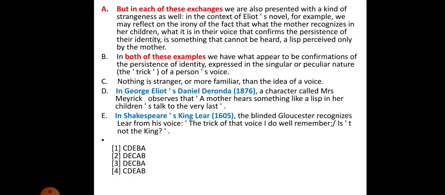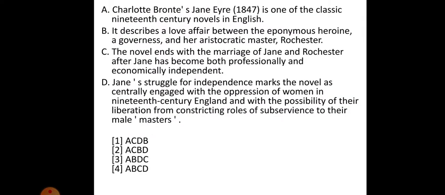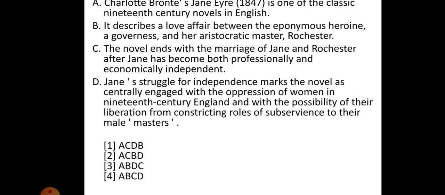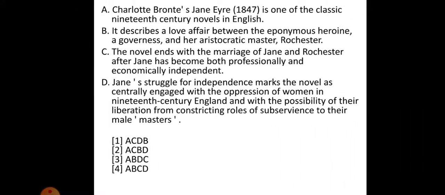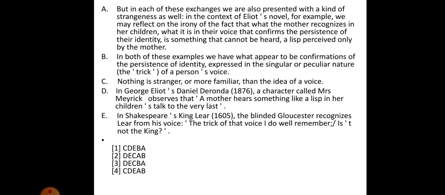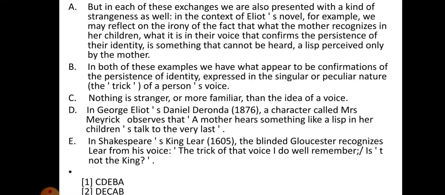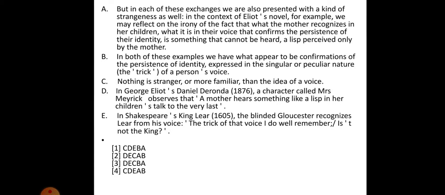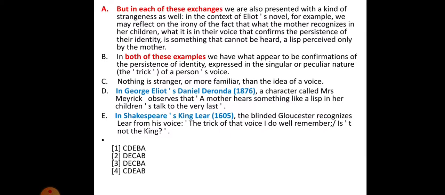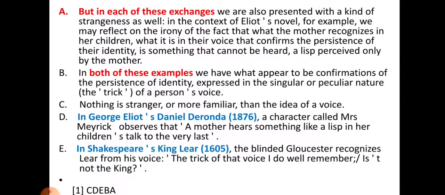Done. Question number 2. In question number 2, Charlotte Bronte, right? This is question number 2. So there are again 5 sentences, A, B, C, D, E. You have got 5 sentences. Here, if you observe in option A, there is something called "but." It is a transitory word. And in option B, there is a pronoun, "these examples."